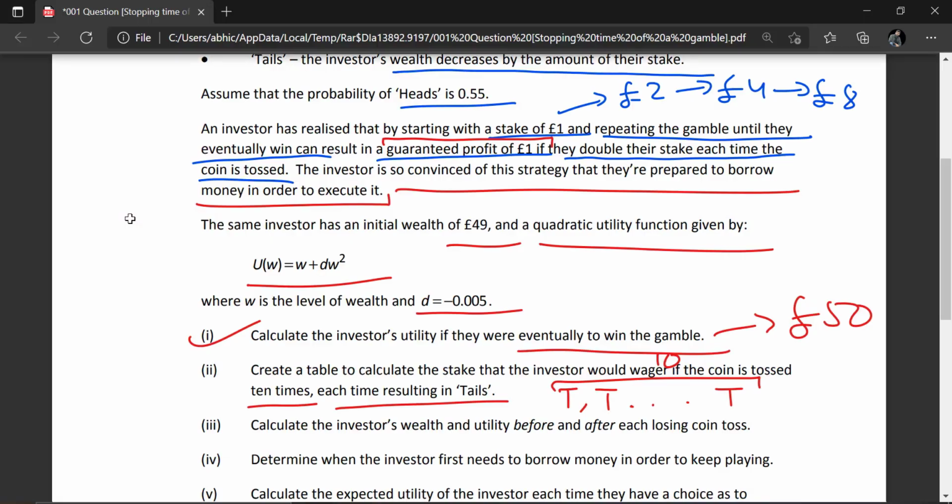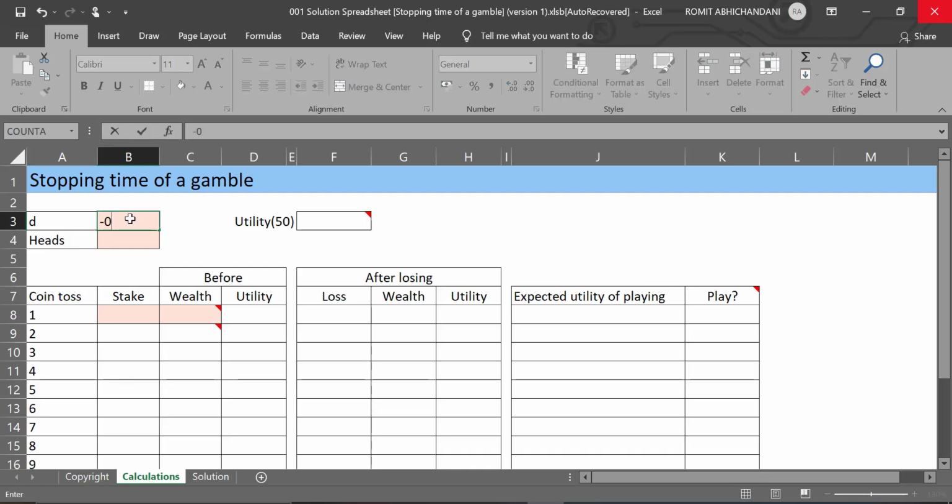As they have already told you, it's minus 0.005. This is obviously given in the format. Heads, what is the probability of heads? Probability of heads is 0.55.